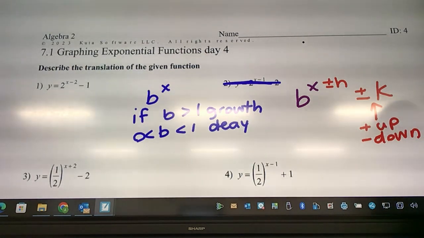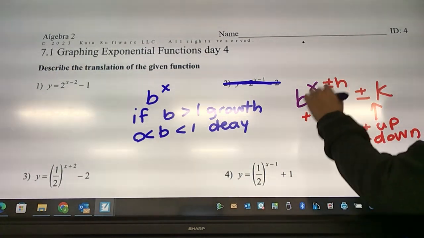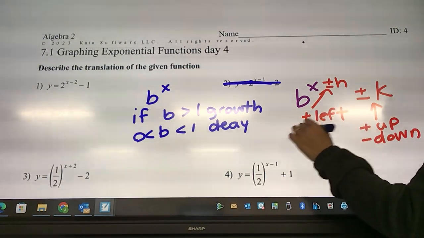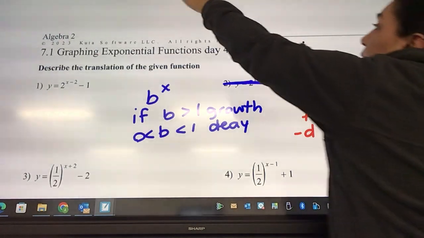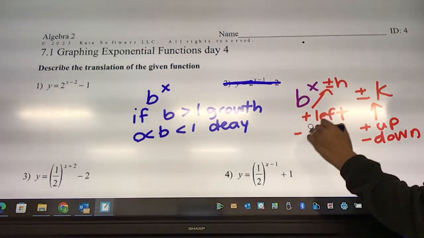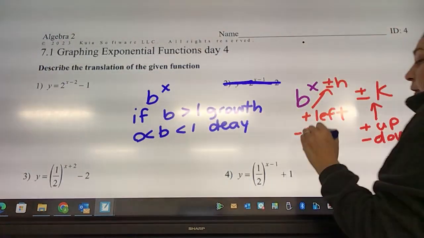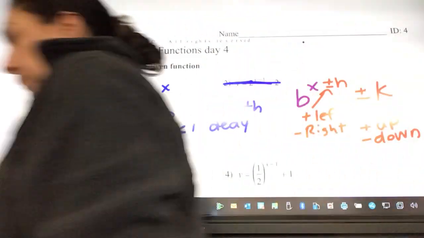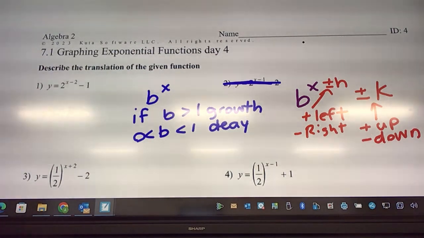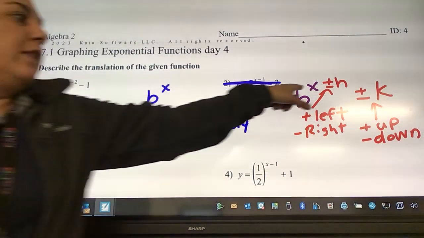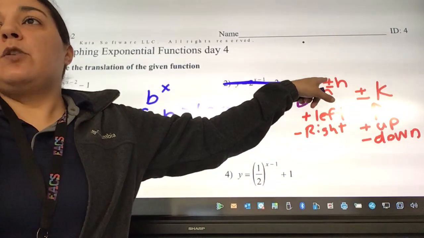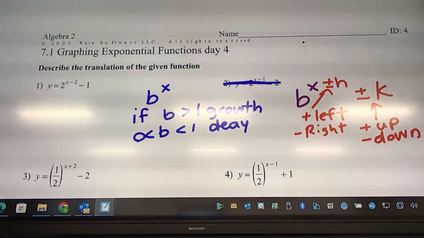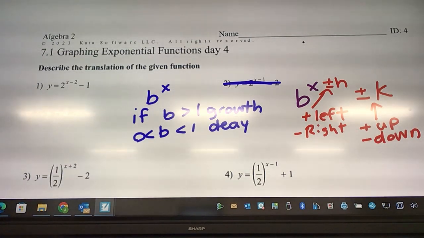On the inside, if it's a plus for the h, it's going to go left. If it's a minus, it's going to go to the right. The way you can tell is that the stuff up here with the exponent is going to be small. So we look at the small and say, is it a plus or a minus? That's going to let us know whether that function goes left or right, and then whether it moves up or down.